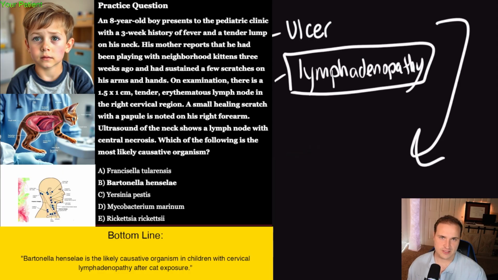The way to think about this question is in a patient with lymphadenitis, which is just inflammation of the lymph nodes, and after just a minor trauma with a pet, especially little kittens, and with an ultrasound of central necrosis, then you should think of Bartonella.